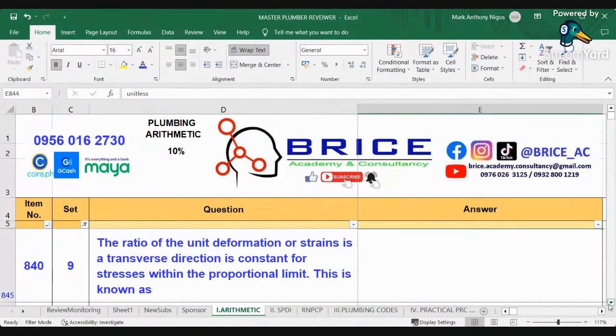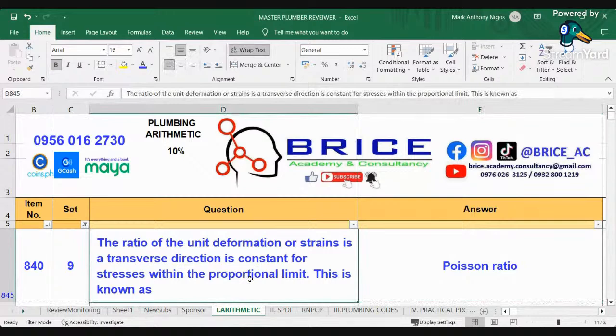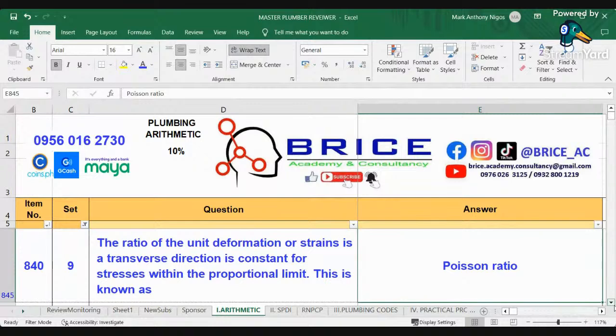840. The ratio of the deformation or strains in a transverse direction is constant for stresses within the proportional limit. This is known as what? The answer is Poisson's ratio. The ratio of unit deformation or strains in a transverse direction is constant for stresses within the proportional limit. This is known as Poisson's ratio.